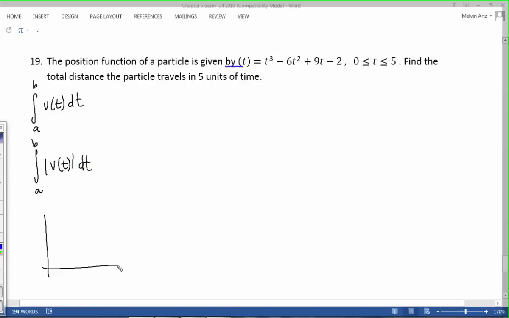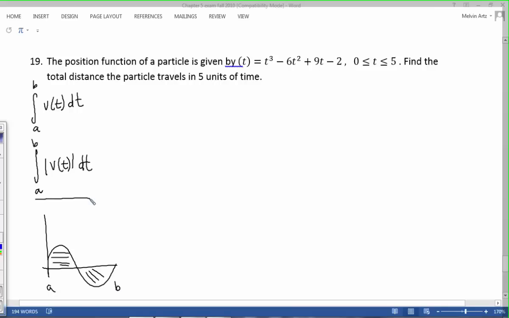so say we had, this is our velocity function. Here this would be positive area, but this would be negative area. So that's why for displacement we can just take the antiderivative over the interval, because it will add the positive and subtract the negative and tell us how far we are from our starting point.